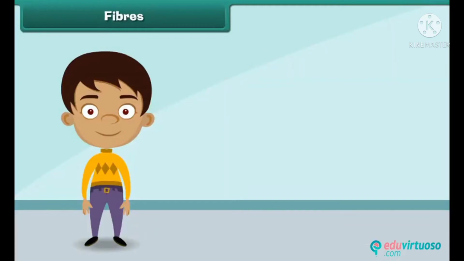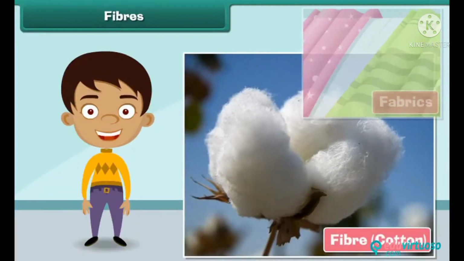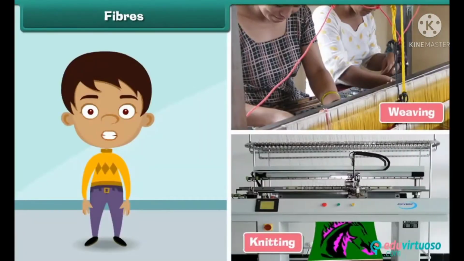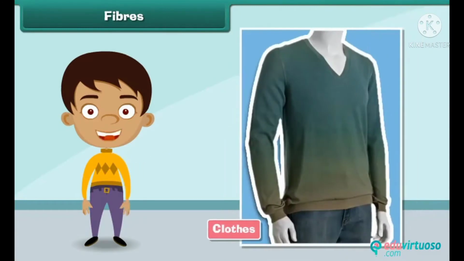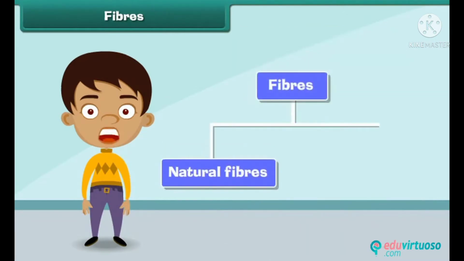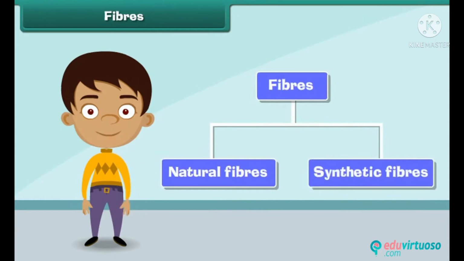Fibers. Fiber is the raw material used in manufacturing clothes. Fibers are transformed into clothes through a series of steps. First, raw fibers are twisted together to form long strands of threads known as yarns. The yarns are then woven and knitted to form fabrics. Finally, fabrics are used to make clothes of different sizes and shapes to suit the needs of the people. Fibers are of two types: natural fibers and synthetic fibers.